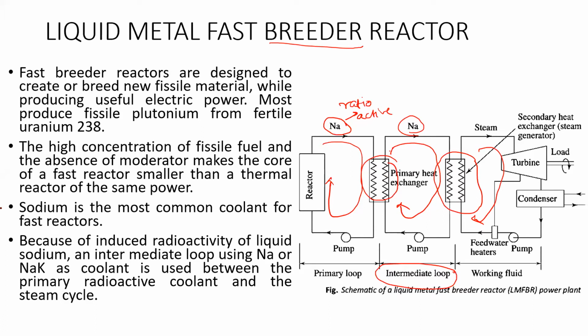Why is the information given here? Because of induced radioactivity of liquid sodium, an intermediate loop using sodium or sodium potassium as coolant is used between the primary radioactive coolant and the steam cycle. One extra cycle is used.